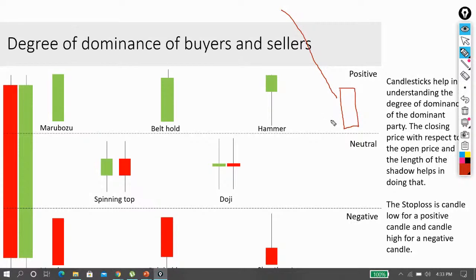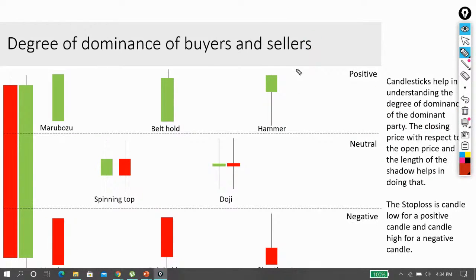Now, how do we know that this is a proper reversal or not? That can only be verified if the price opens higher the next day. And this will fail when price closes below the low of this candle. Same for all three. Even if a hammer is formed, if the price opens higher on the next day, this is a fully bullish move. And if it opens below or closes below this, then this pattern is gone.